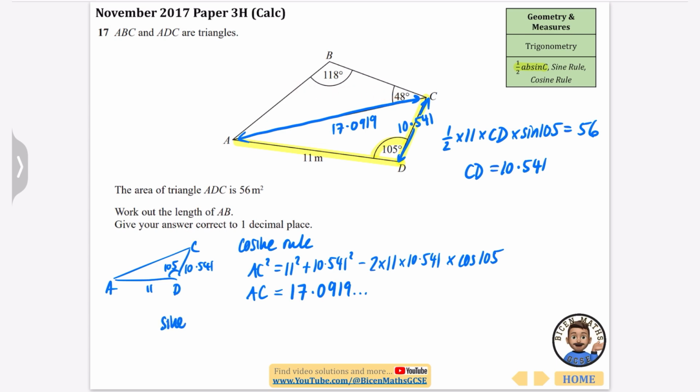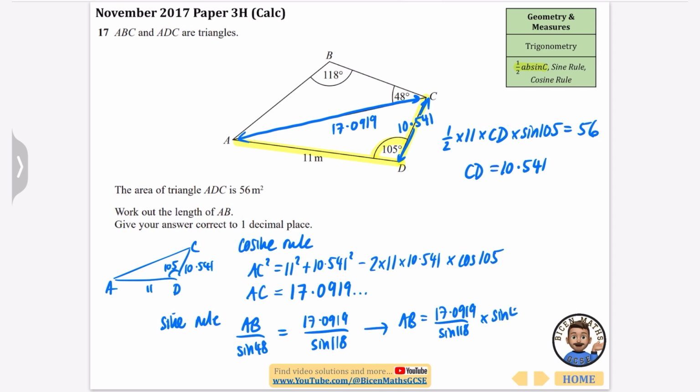So my last part is to do the sine rule, and the sine rule is that AB divided by the sine of 148 is going to be equal to AC, which is 17.0919, divided by the sine of 118. So this tells me that AB is going to be equal to 17.0919 divided by the sine of 118 multiplied by the sine of 48.